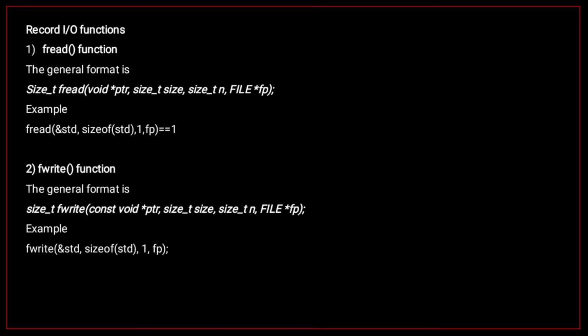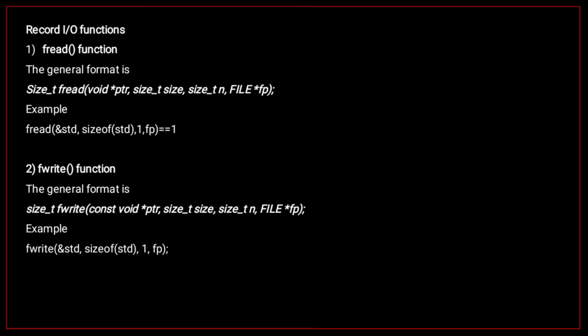Next is record input output function. The first is fread function. This function is used to read an entire block from a given file, and this is the general format of fread function. Now here in this format, ptr is a pointer which points to the block of memory which receives the data read from the file. Size is the length of each atom in bytes. n is the number of atoms to be read from the file, and fp is a file pointer which points to the file from which data is read. Now see the example use of fread function.